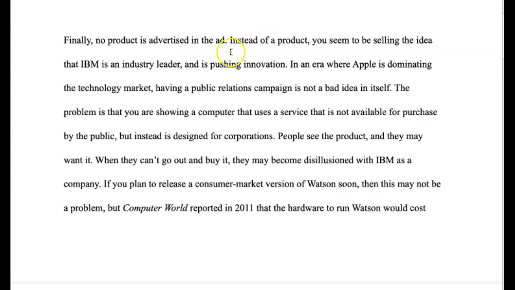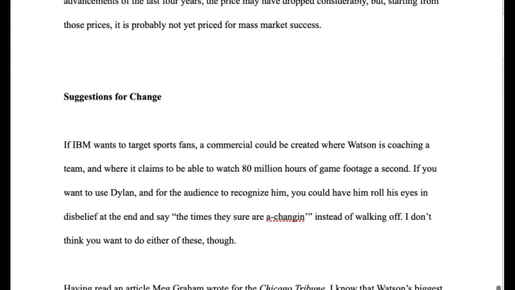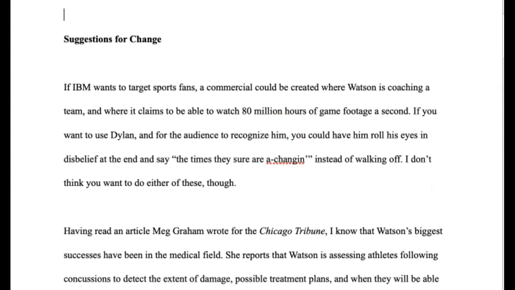Finally, no product is advertised in the ad, which goes right back to our forecasting statement, and it explains how Watson is not a product, and uses a source to back that up as well. Then we get the suggestions for change. This one's a little bit different because the ad does not work. So basically, instead of saying you need to change the ad for a new audience, it redesigns it. Here's what you could do for the current audience, or if you wanted a different audience altogether.